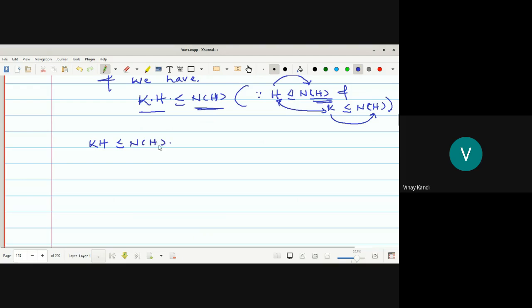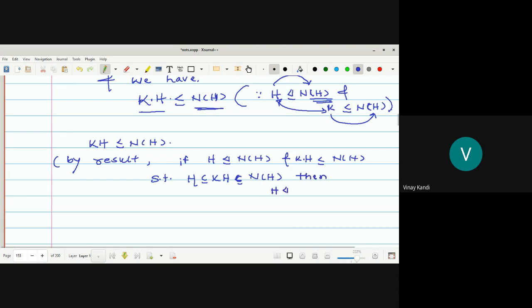Now by the result. Which result? The direct result we used earlier. If suppose H is normal in N of H, and K into H is a subgroup of the normalizer of H such that H is contained in KH, and it is contained in the normalizer of H, then H is normal in K into H. Now here we proved KH is a subgroup of NH, such that H is contained in KH is contained in the normalizer of H.